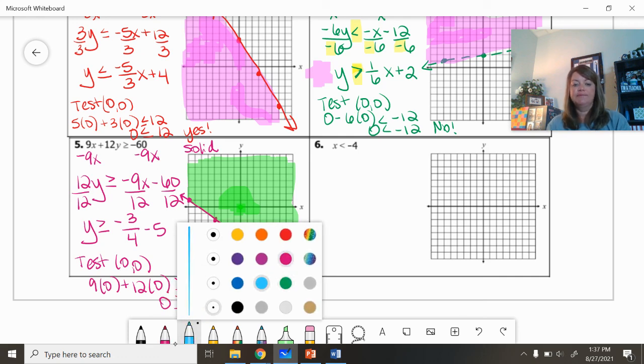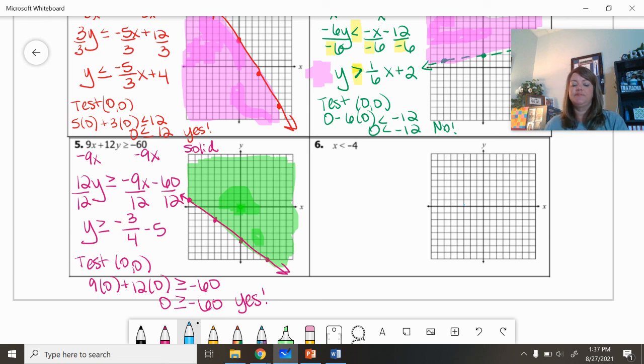All right, let's do one more. X is less than negative 4. Well, I'm certainly not in y equals mx plus b form. I don't even have a y. Okay, well, let's think about this. Where does x equal negative 4? X equals negative 4, 1, 2, 3, right here.